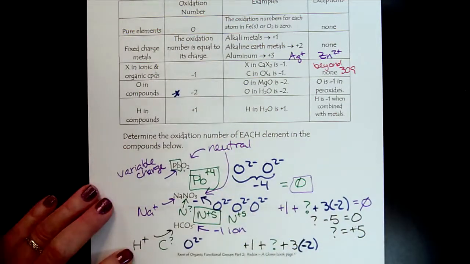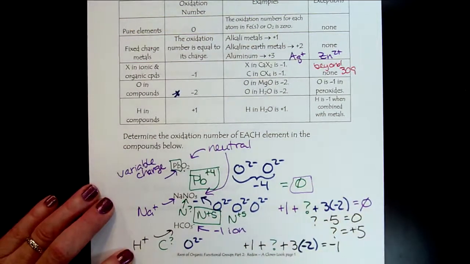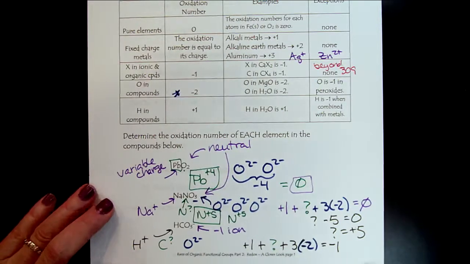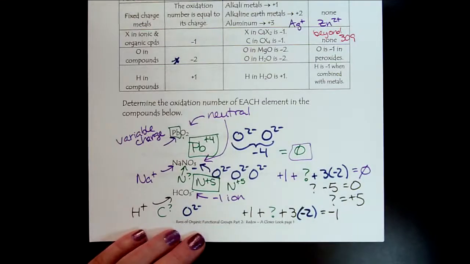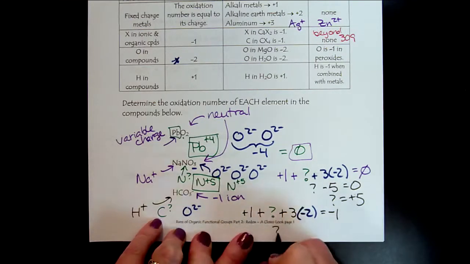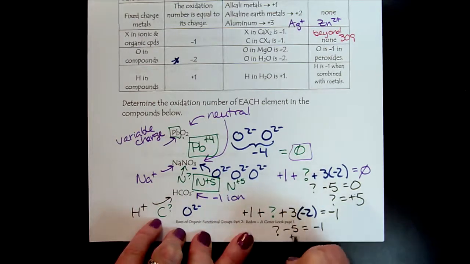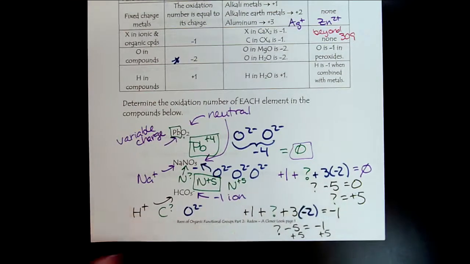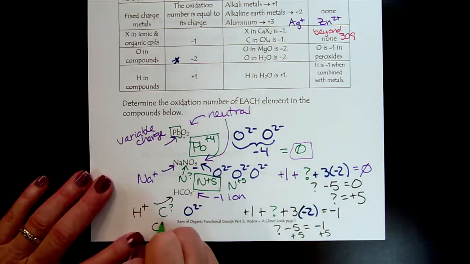And then what makes this one a little different is that because it's a -1 charge, they add, right? All of these charges have to add to -1. So we do our algebra, and we have the +1 and the -6. So the question mark -5 equals -1. Add 5 to both sides, and so the oxidation state of the carbon is +4, right?